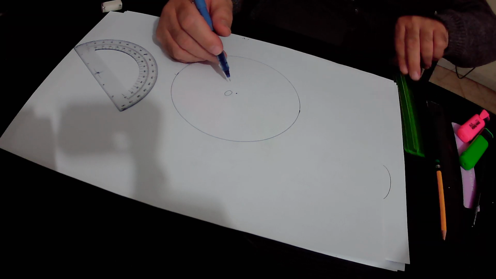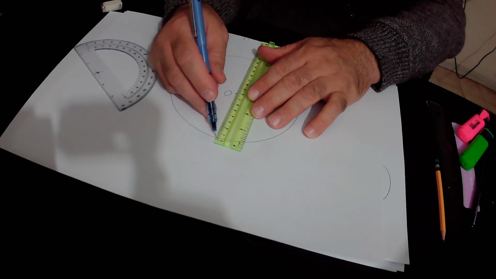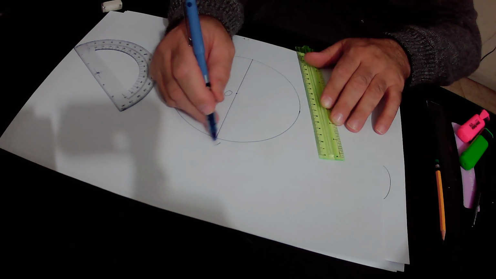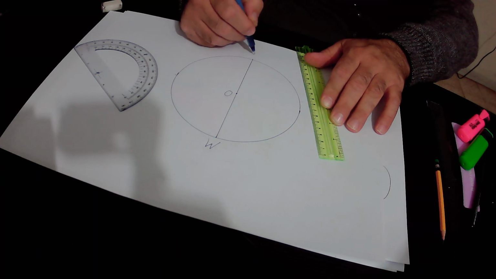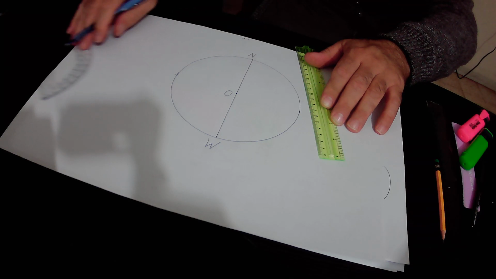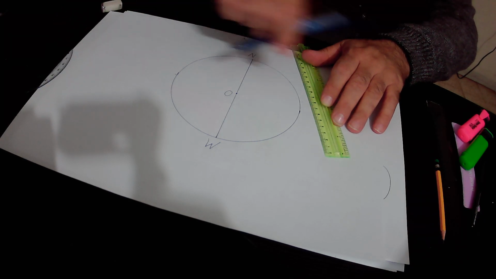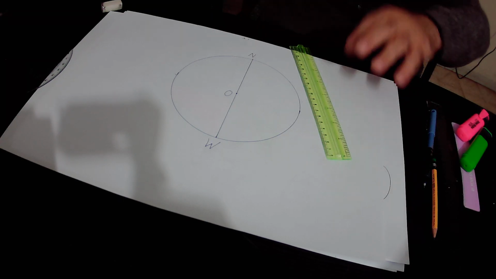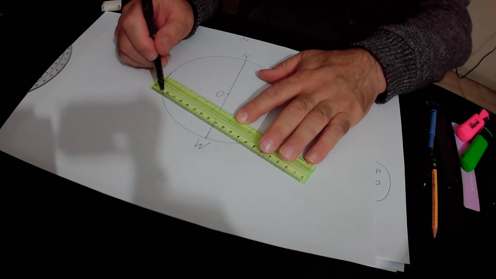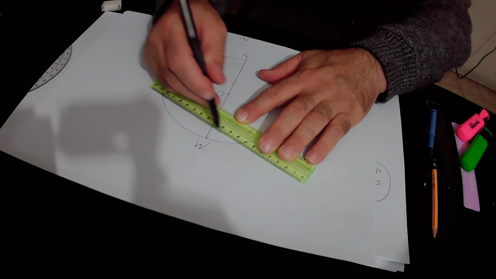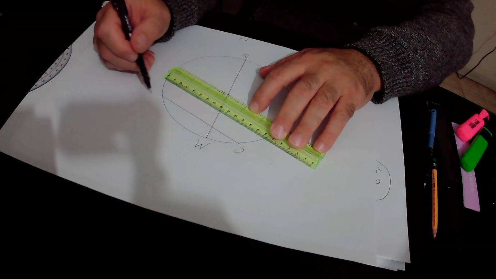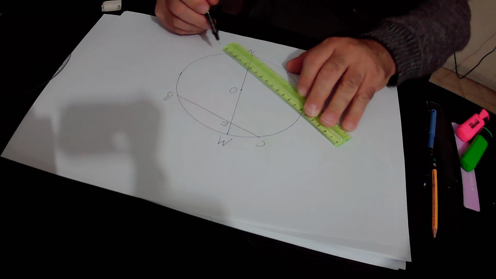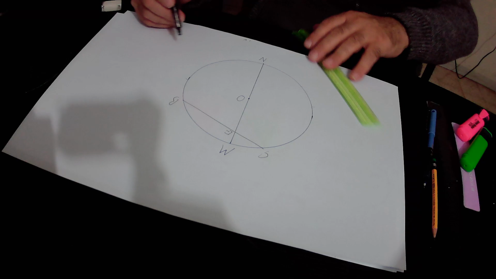So here we have chord MN. This passes through the center of the circle. It intersects with chord CB. This is chord CB. And the intersection point occurs at point E. Therefore, I write it down.